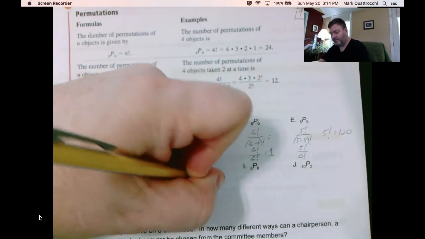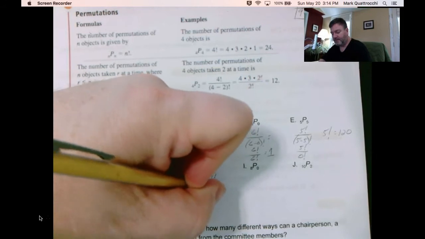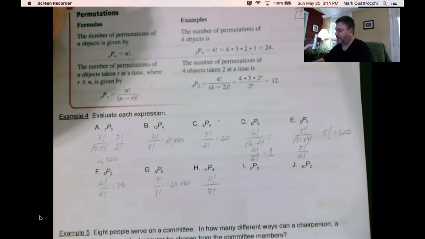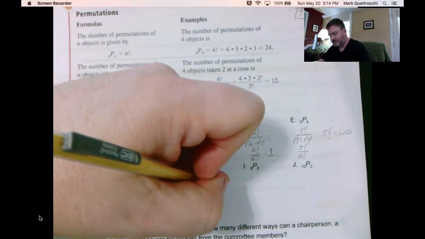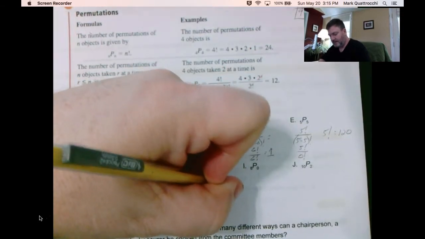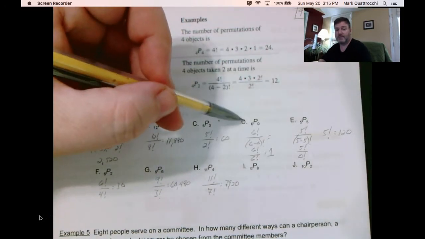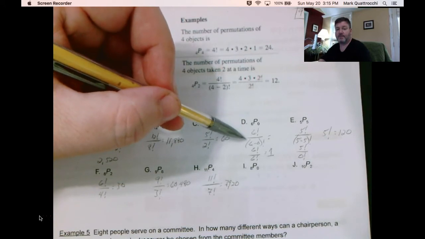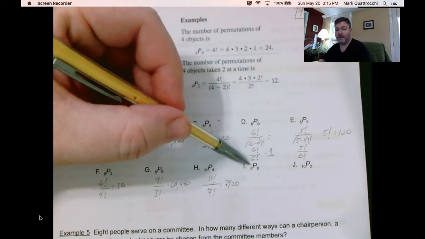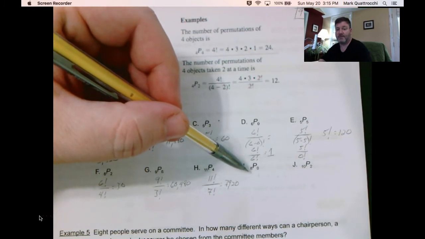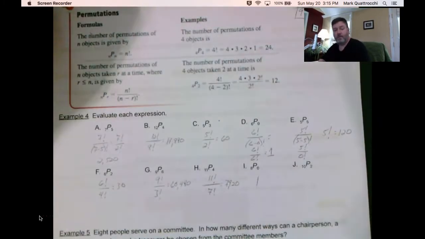11P4. It's 11 factorial over 7 factorial. 11 factorial divided by 7 factorial is 7,920. 8P0. I'm not even going to write it out. It's going to be exactly the same as 6P0, 6 factorial over 6 minus 0 factorial, or 8 factorial over 8 minus 0 factorial, 8 factorial over 8 factorial. 1.